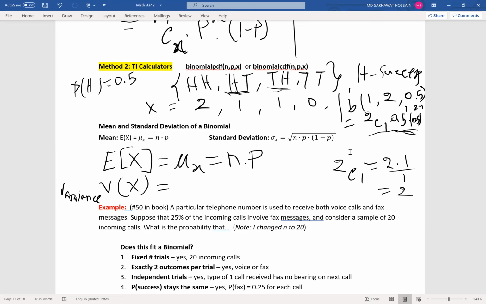This is the variance of X, which is equal to N times P times 1 minus P. The variance is N times P times 1 minus P. So the standard deviation is the square root of the variance. If you take the square root of this number, you will get the standard deviation. So here, the standard deviation sigma X is equal to the square root of N times P times 1 minus P. That means the square root of the variance.